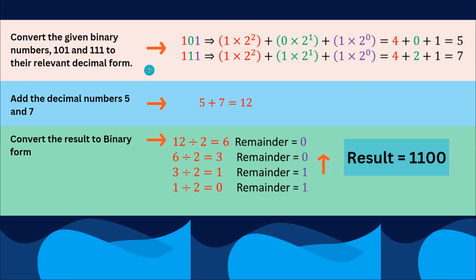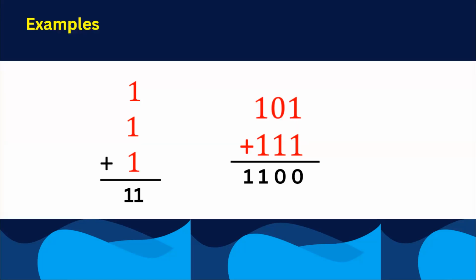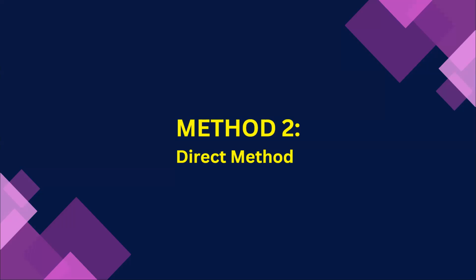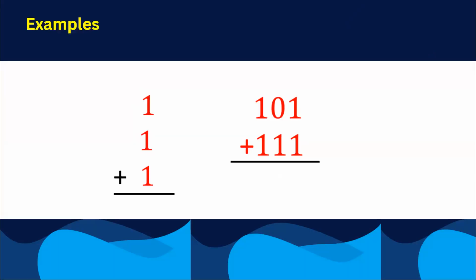So this first approach is a bit longer, it's time taking, right? It's a long method of adding binary numbers. It takes a lot of time. And if you want to be quick and short, then you just add them directly. So let's look at the second method, the direct approach, where you don't have to convert, you just are given the binary numbers and you just add them up directly.